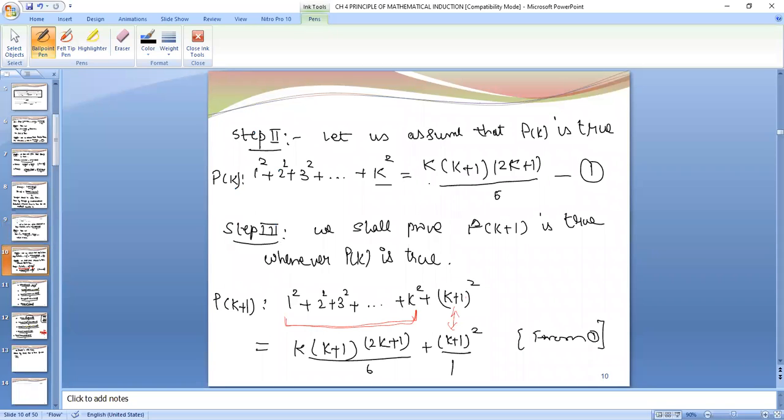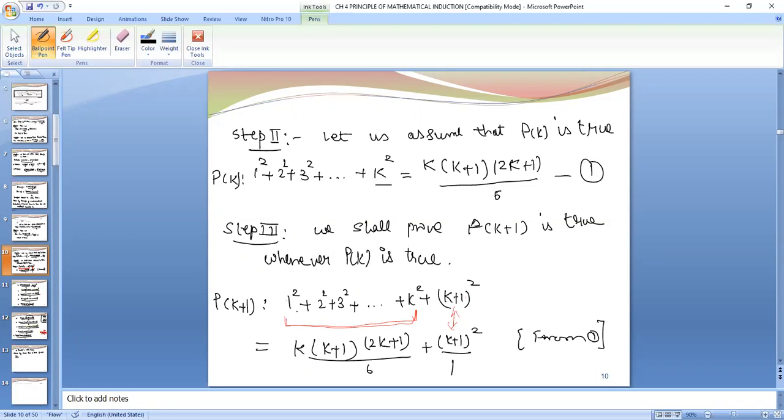Then step 2, we will assume that Pk is true. That means the result is true for n is equals to k. We will assume this step so that we can write Pk is a statement such that 1 square plus 2 square plus up to k square is equals to k into k plus 1 into 2k plus 1 upon 6. Now, the third step, if Pk is true, Pk plus 1 will also be true. This we shall prove. We shall prove Pk plus 1 is true whenever Pk is true. So, we will go for that.